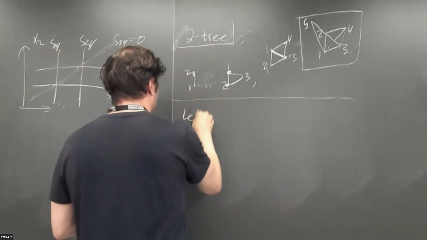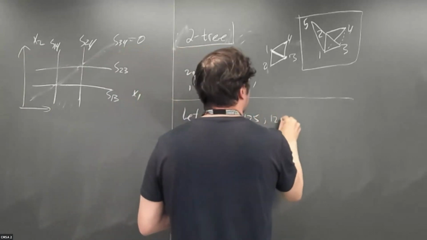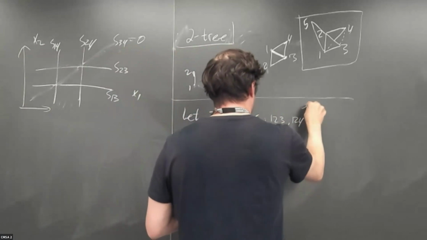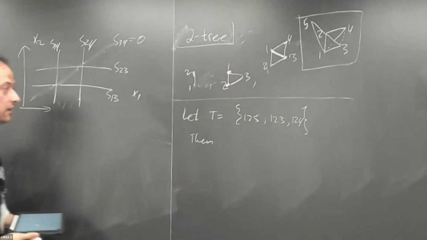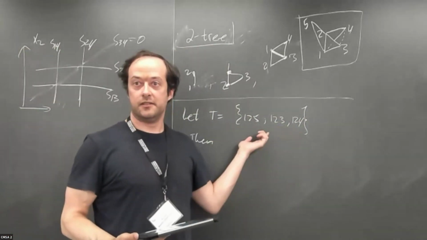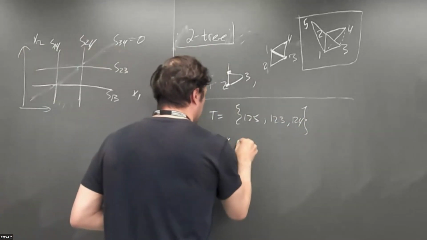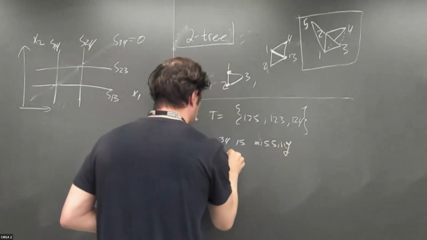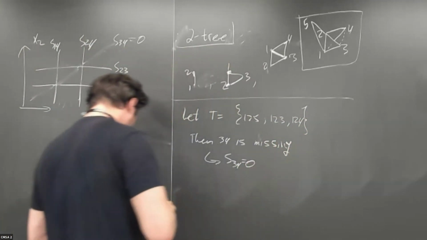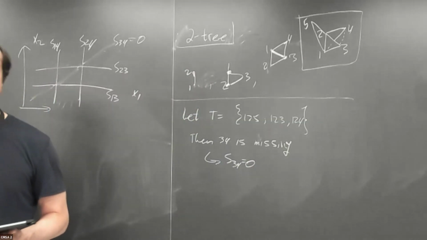So let T equal 1, 2, 5; 1, 2, 3; 1, 2, 4. Then if you take all edges of these triangles, build a big set of edges, and take the complement, then 3, 4 is missing. So we set S34 to 0. What about 3, 5? It goes through the set 1 through n minus 1.